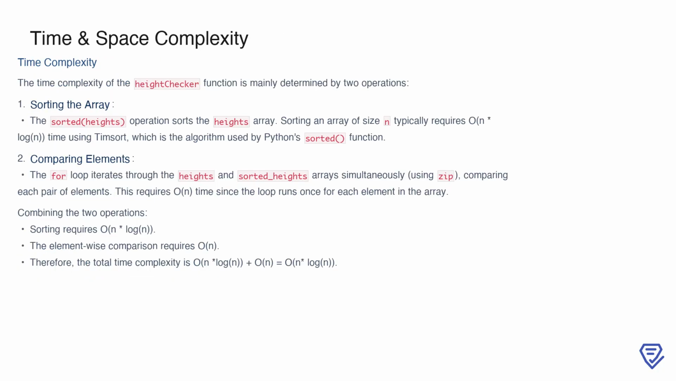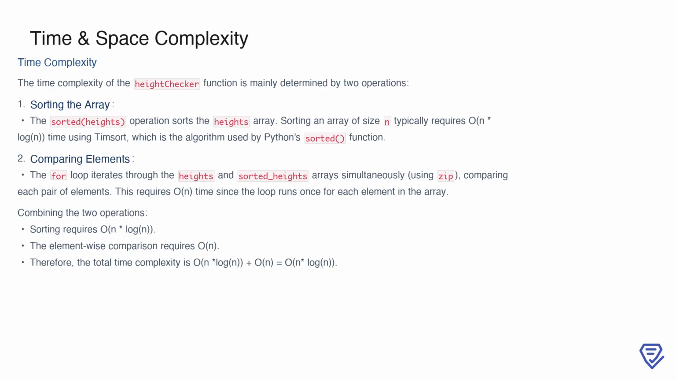The time complexity of the height checker function is determined by two main operations. First, we have the sorting step. The sorted heights function sorts the input array, and this operation uses Python's timsort algorithm. Since timsort has a time complexity of O(n log n), this becomes the most computationally expensive part of the function. Second, there's the comparison step, where we iterate through the heights array and the sorted version of it simultaneously using the zip function. For each pair of elements, we check if they match, and this involves a simple loop that runs in O(n) time.